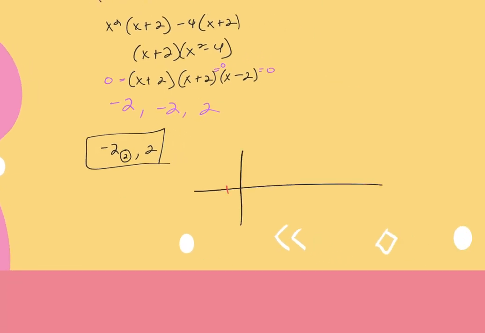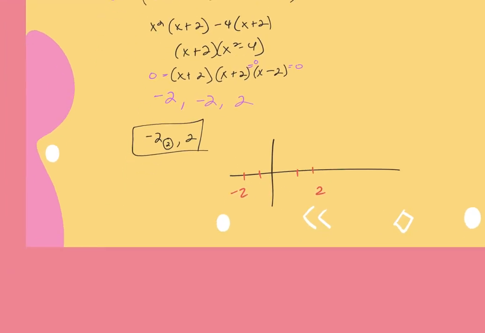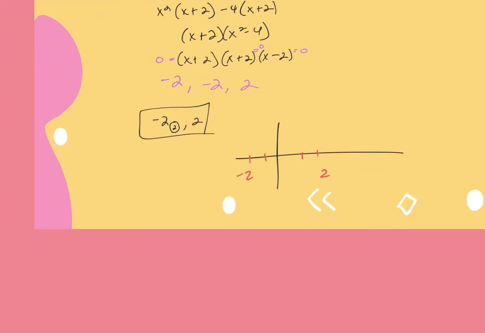I would start by plotting my zeros, and then knowing my end behavior falls left and rises right. I know it bounces at negative 2, so it's got to come down. I don't know how low yet. We're not there quite yet. But it's got to turn around and come back up to be able to cross through. So again, if it told you to find the intercepts, you're also going to find the y-intercept, and that would tell you how low to go right there.